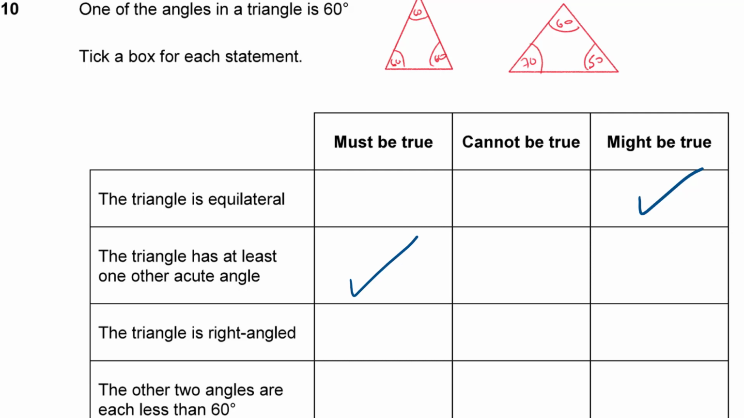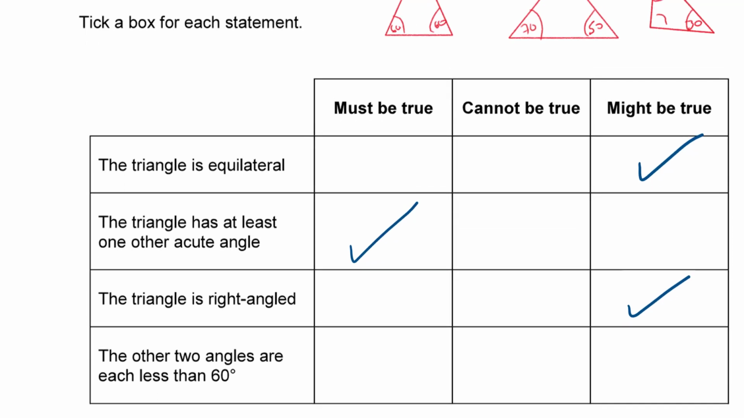The triangle is right angled. Is that a possibility? Could I have 60 at the top and 90? Yes, I could. I could have a right angled triangle where I had 60 there and 90. Well, that means this one down here would be 30. That's totally possible. But you can see there are other options, so it might be true.